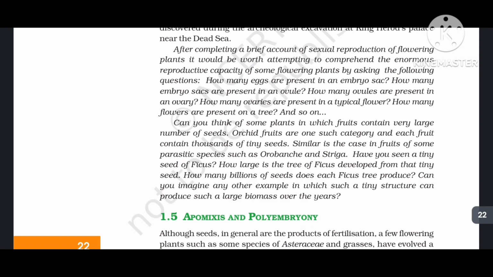Hybrid varieties of several of our food and vegetable crops are being extensively cultivated. Cultivation of hybrids has tremendously increased productivity. One of the problems of hybrids is that hybrid seeds have to be produced every year.